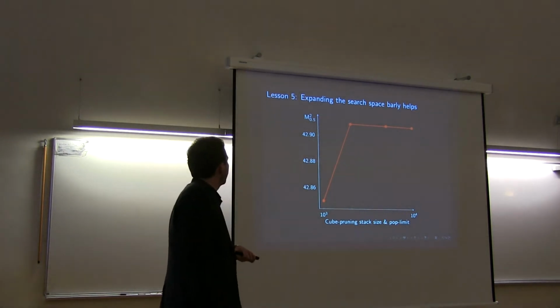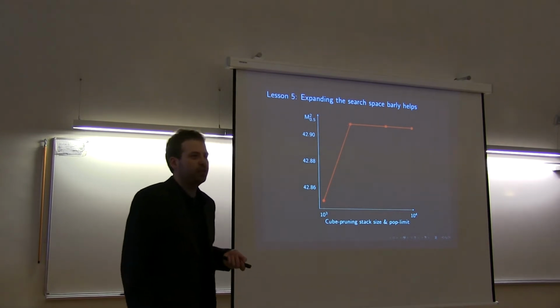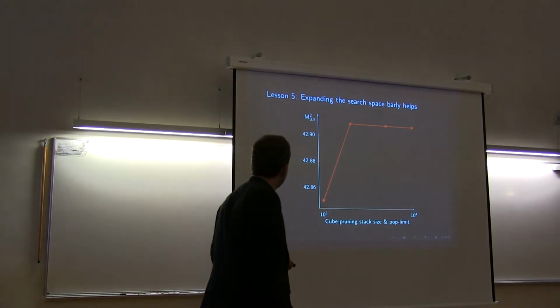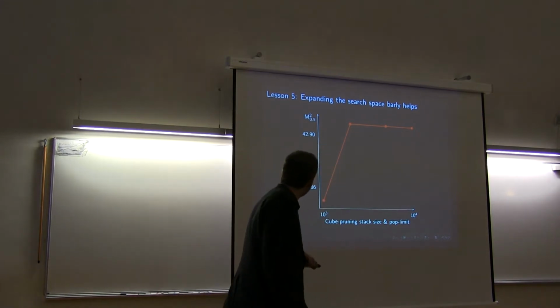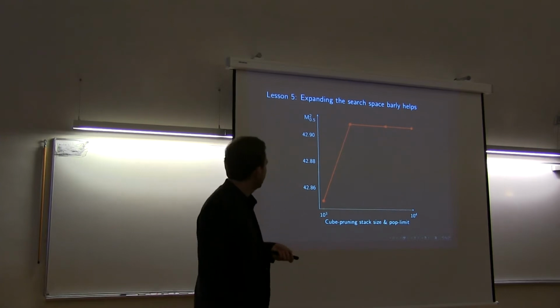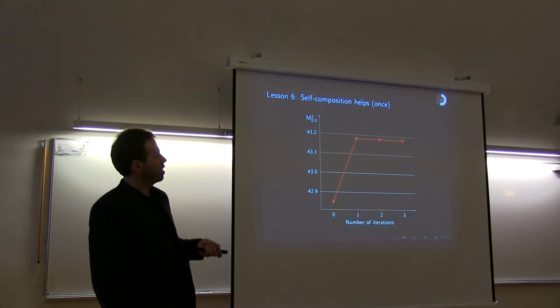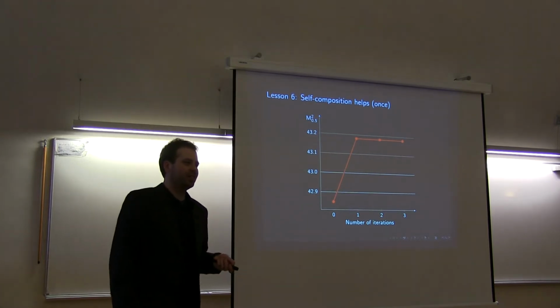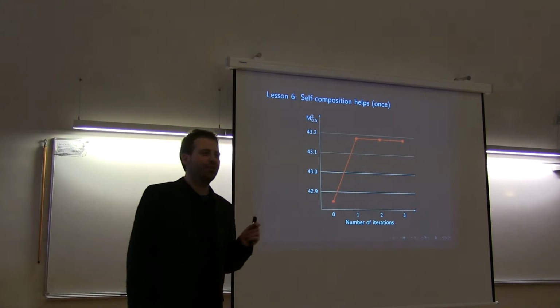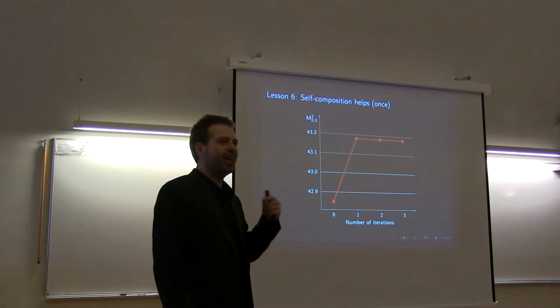Interesting, expanding the search space barely helps. So just going up from 1,000 to 10,000 hypotheses during cube pruning barely does anything. The improvement is in the lower 2 places behind the comma. And this is an interesting result because of this. Self-composition does help. And this is interesting. Self-composition, this is something you cannot do with machine translation. This just means, okay, take my output and give it to me again as input.